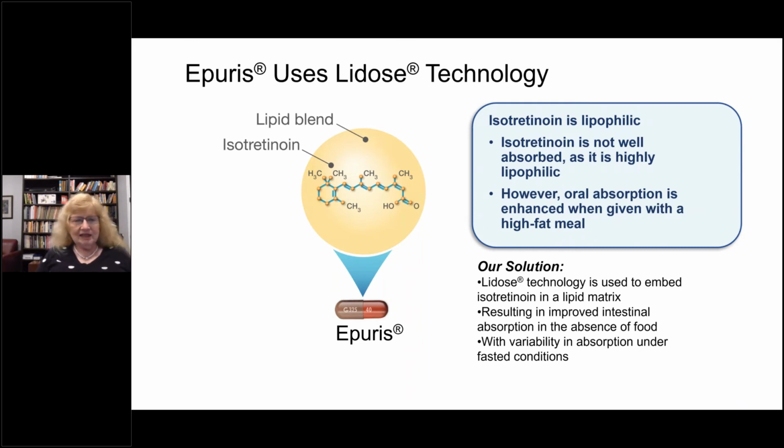So what exactly is it? It uses this Lidose technology. As I mentioned, isotretinoin comes from vitamin A. It actually is a naturally occurring 13-cis retinoic acid. All of us have this in our bodies, but in much lower concentrations than what we're doing when we're prescribing these medications. So you need fat to make it absorbed. Oral absorption is enhanced, doubled, if you give it with a fat meal. And what it does with this technology is it embeds the isotretinoin in a lipid matrix. So you get much better absorption, especially if the person is not eating.